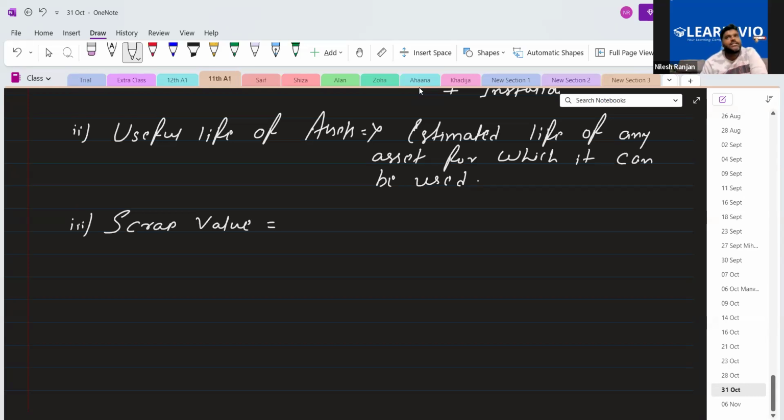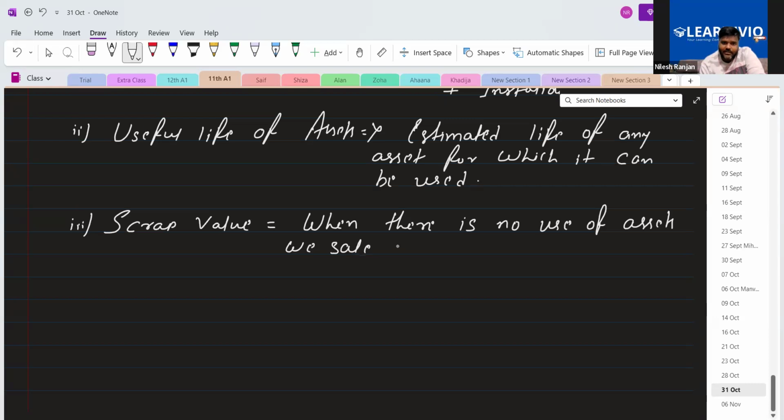Okay, so scrap value. Scrap value means if your asset is not useful, when there is no use of the asset, or you can say the asset cannot be used anymore because now it is fully waste. The complete use is done, so now there is no use. You cannot use the asset anymore. So in that situation, we sell it as scrap. Scrap means at the end, you sell the items on weight basis.